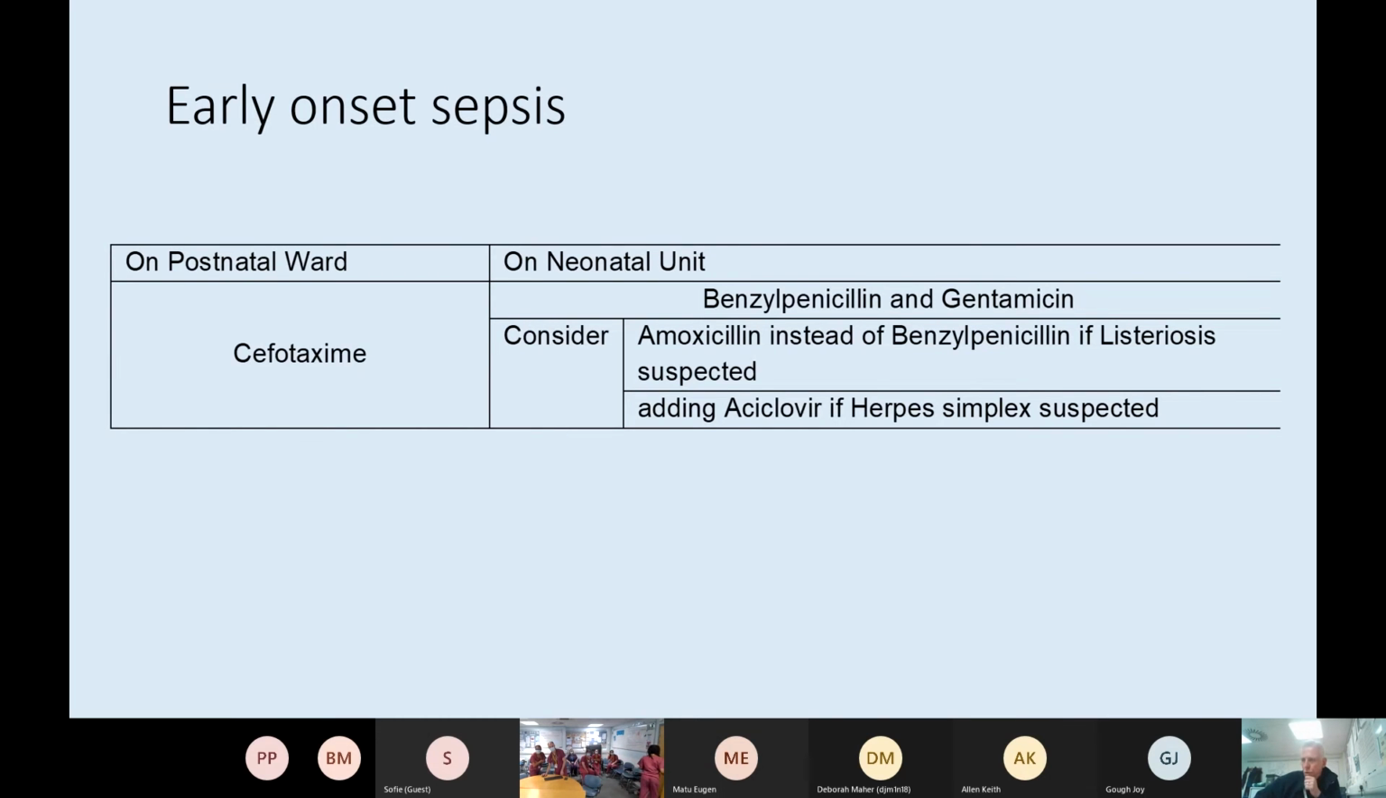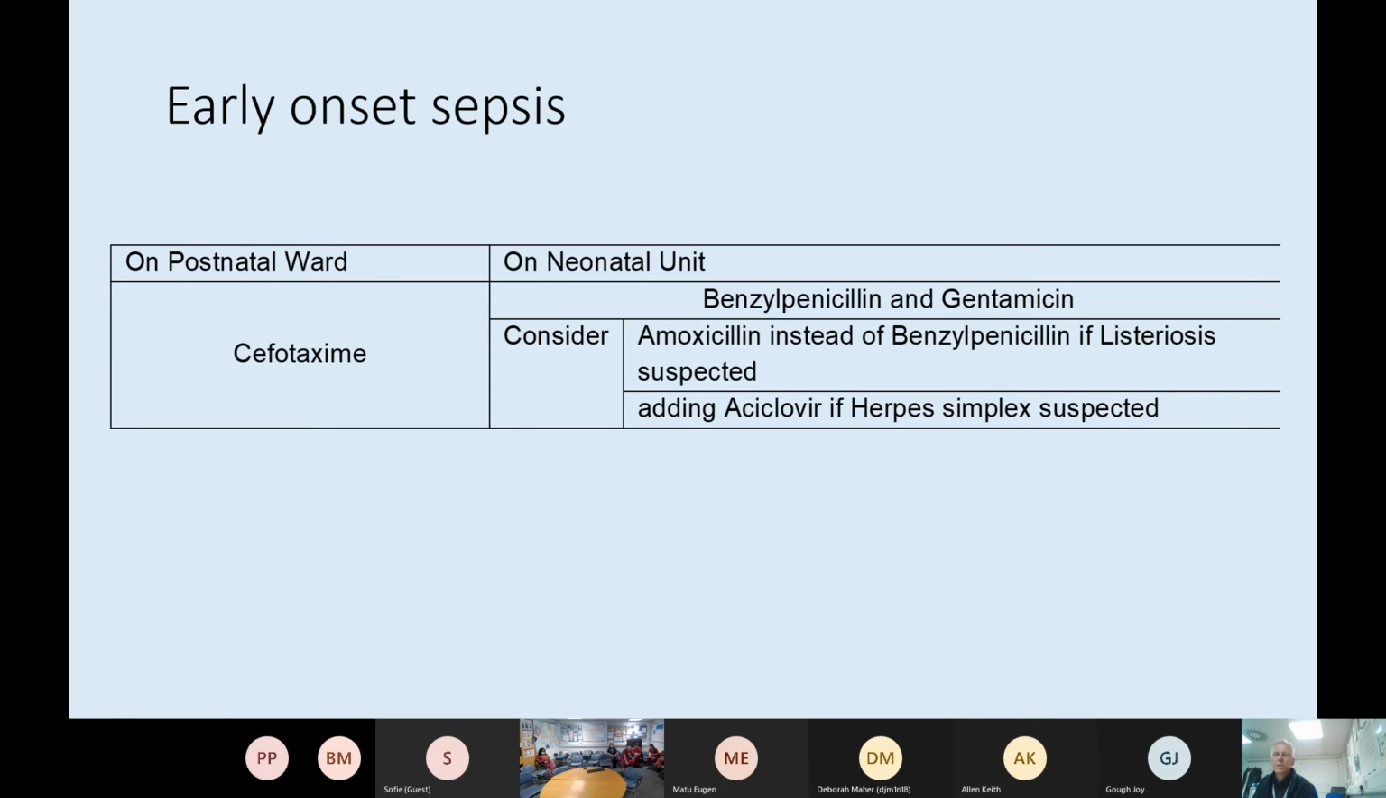So as I'm sure you all know, babies on the postnatal ward get cefotaxime. I mean, that is actually against the guidance within the NICE early onset sepsis guidance, but as you all also know, we don't follow the NICE early onset sepsis guidance here anyway because we use the Kaiser sepsis risk calculator, which I'm not going to talk about. I'm sure you've either had Bitesize teaching about that already or you will do.